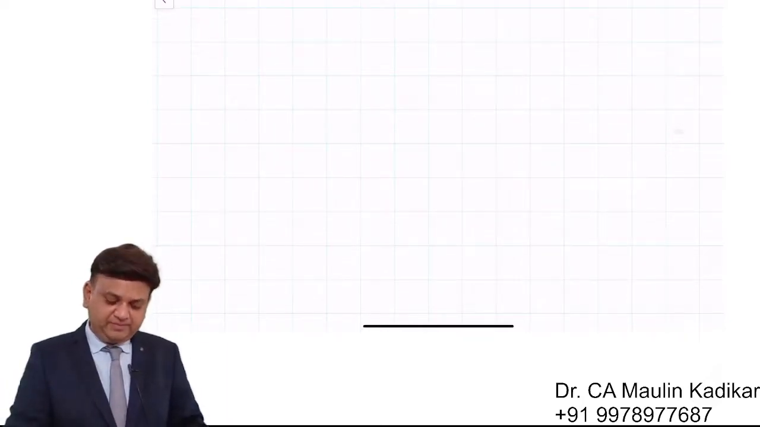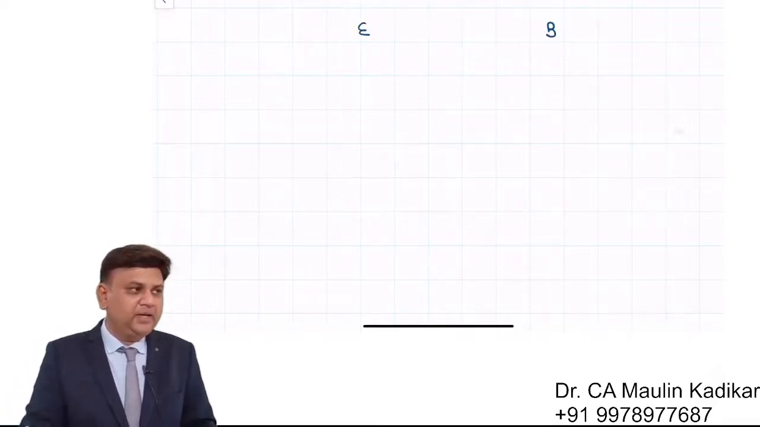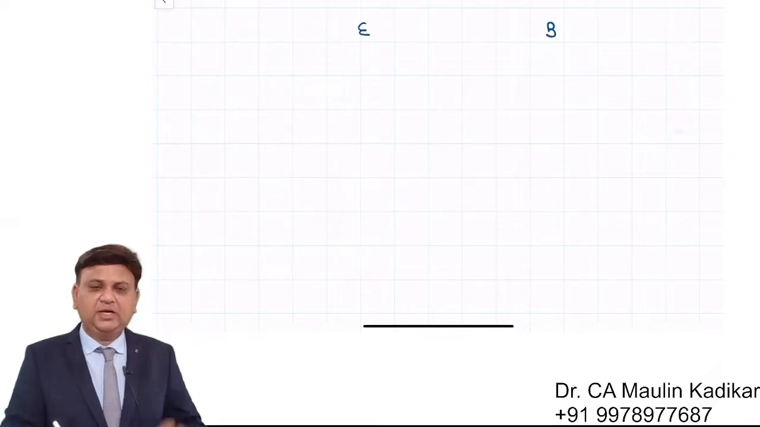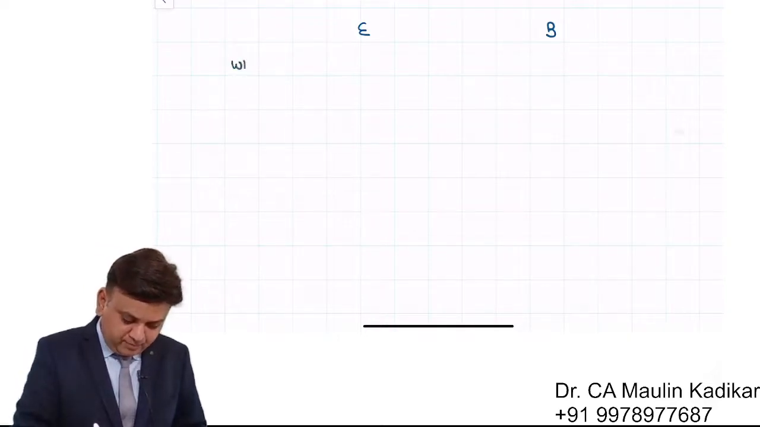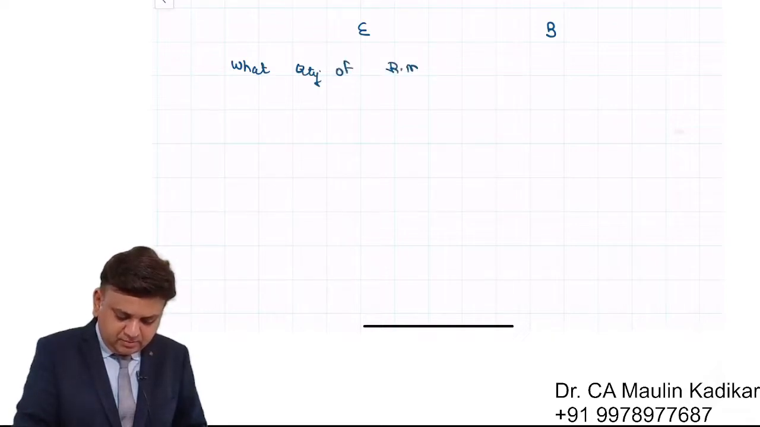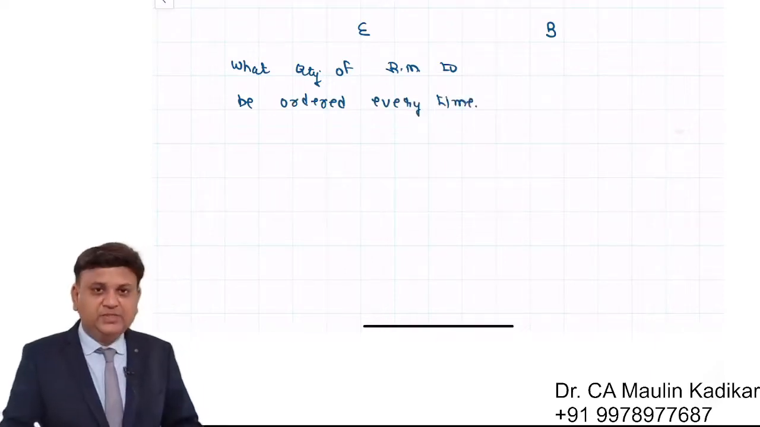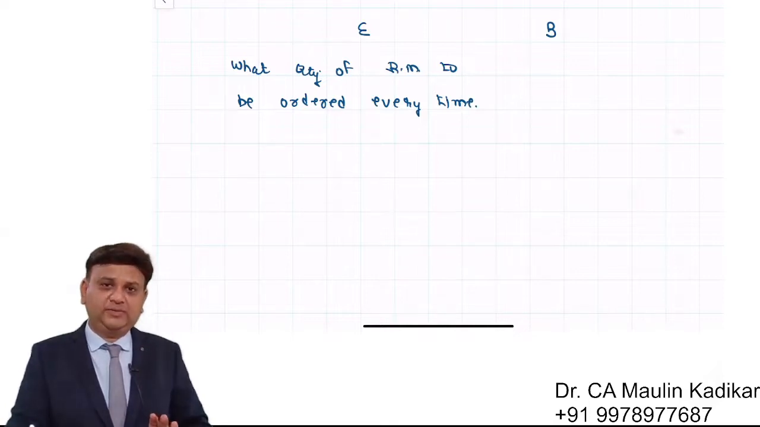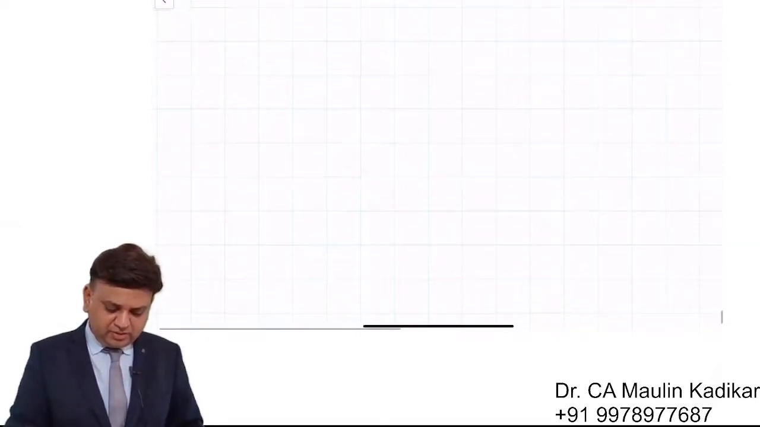Giving an explanation of the same, Baumol's model and economic order quantity model. Basically, the economic order quantity model has an objective to determine what quantity of raw material is to be ordered every time. That is the EOQ concept. I will give certain examples to you like this. You don't have to write anything.